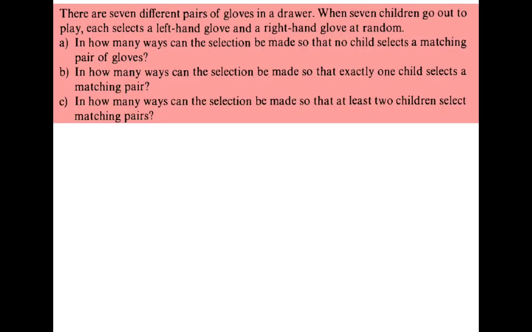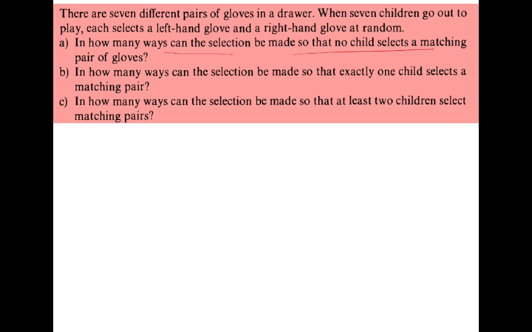There are 7 different pairs of gloves in a drawer. When 7 children go out to play, each selects a left hand glove and a right hand glove. Yes, so each one has one left, one right. In how many ways can the selection be made so that no child selects a matching pair? So no child selects a correct left and correct right. Now to address this problem, think over it. It's a very interesting problem.